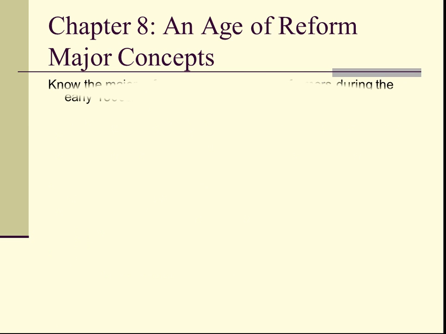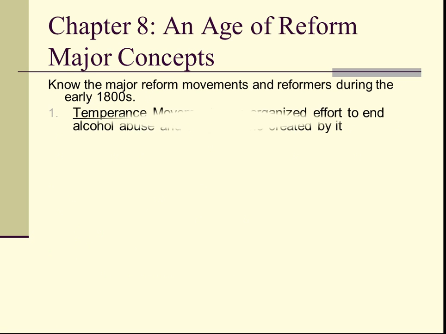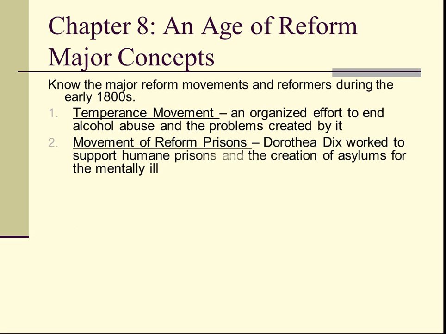The next question is, know the major reform movements and reformers during the early 1800s. So the first one we'll talk about is the temperance movement. It's an organized effort to end alcohol abuse and the problems created by it. The second is the movement of reforming prisons, and Dorothea Dix worked to support humane prisons and the creation of asylums for the mentally ill, because most of the mentally ill were just thrown into prisons in horrible conditions.